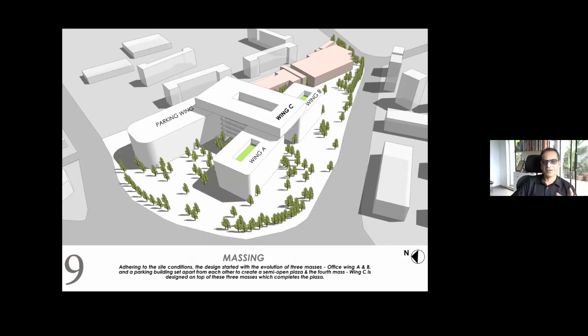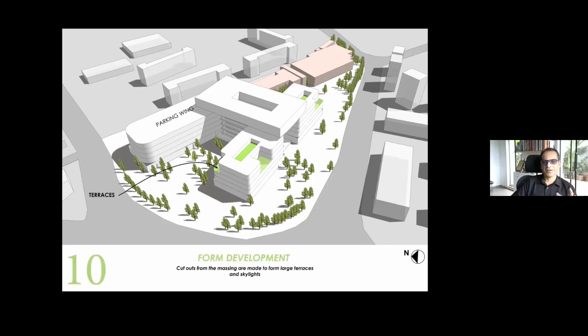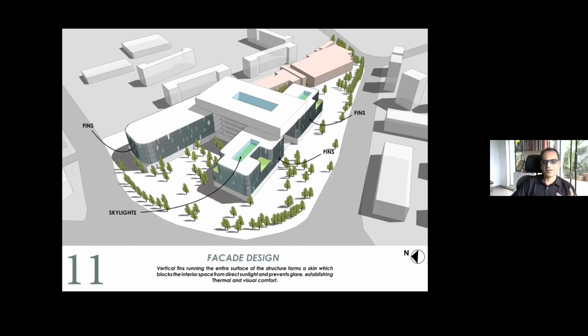So by doing this, we saved 112 trees, and only 8 trees were shifted or replanted. So that was a big achievement. And then again, it followed all the green norms. The terraces were created. Then again, as the building faces west, we use vertical fence. This entire building was treated with vertical fence.